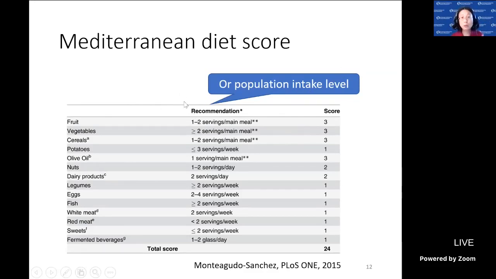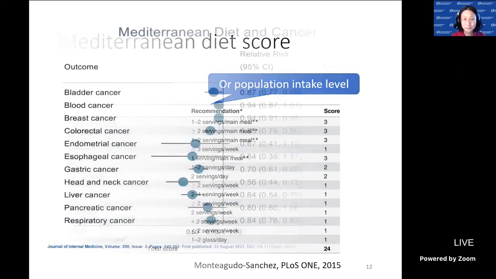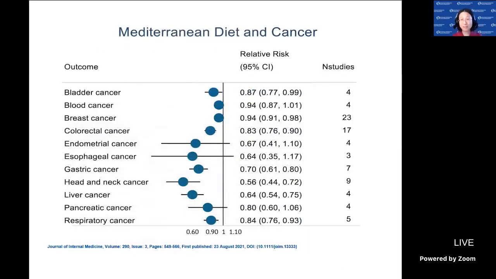They might say that men in this particular population tend to eat 1.5 servings of fruits a day, and so somebody who eats more than 1.5 servings will get a higher point versus a lower point. And again, you can imagine that if the cut points are different for every population, every study is going to have a different cut point, and then comparison is going to be a little tricky. So I'll just give you some results that different people have done in terms of the Mediterranean diet, in the form of a score, in epidemiological studies, looking at its association with different cancer sites.